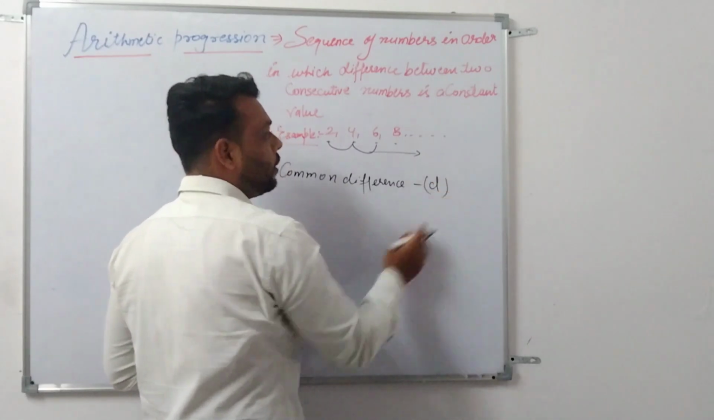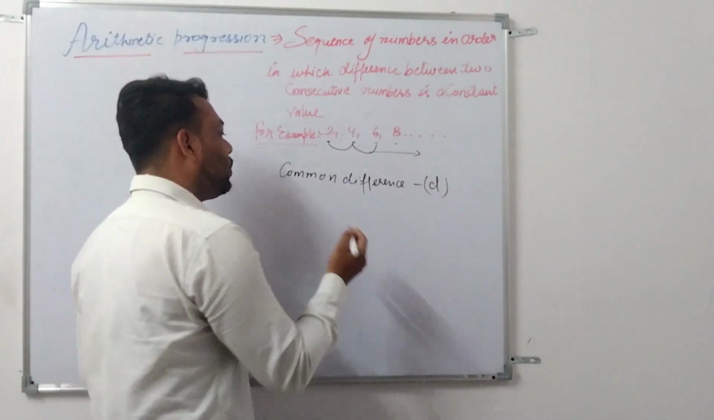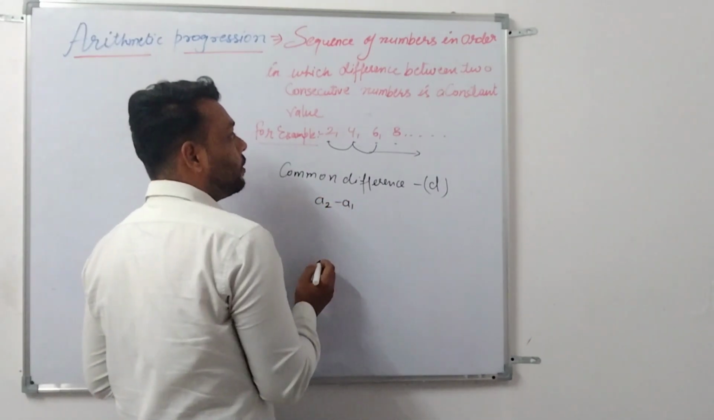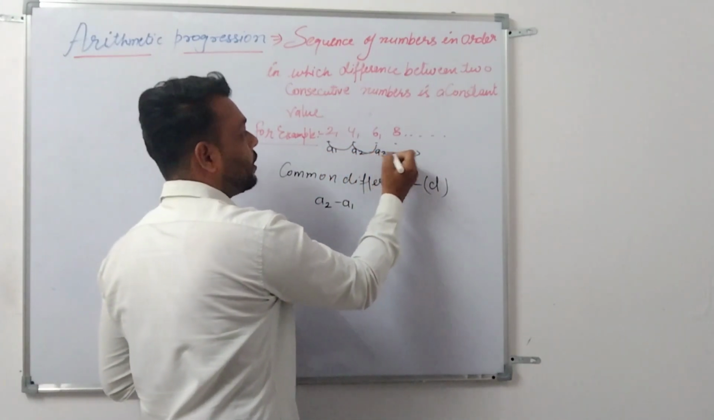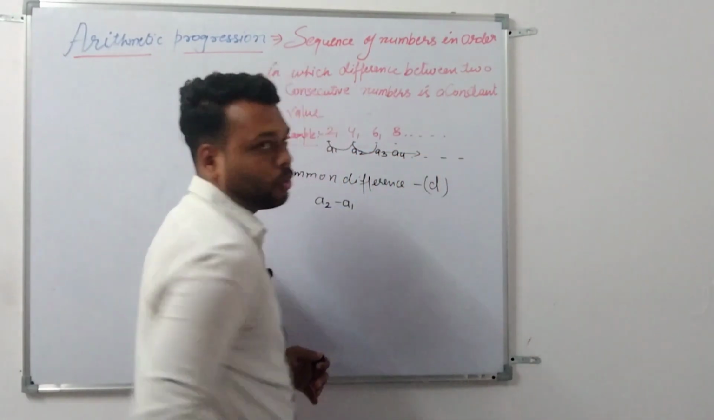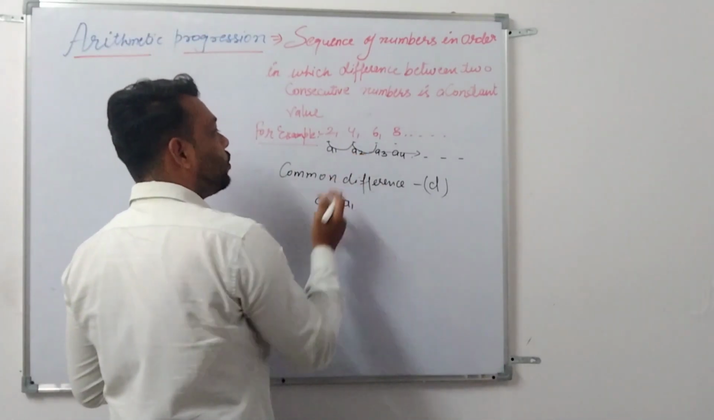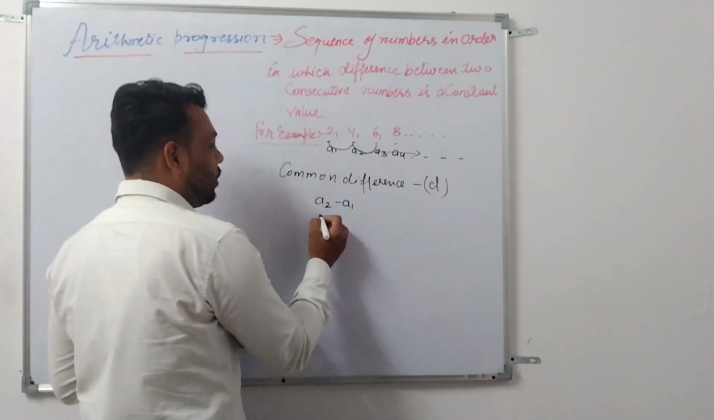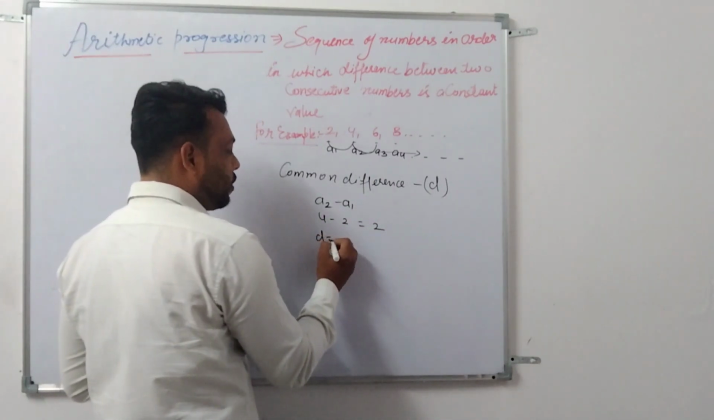It is denoted by D. For an AP, there is a formula for the common difference: D equals A2 minus A1. There is a series called A1, A2, A3, A4 and so on. So let's find D. This is A2 and this is A1. We'll put in the values: 4 minus 2 is equal to 2. That is, D equals 2.